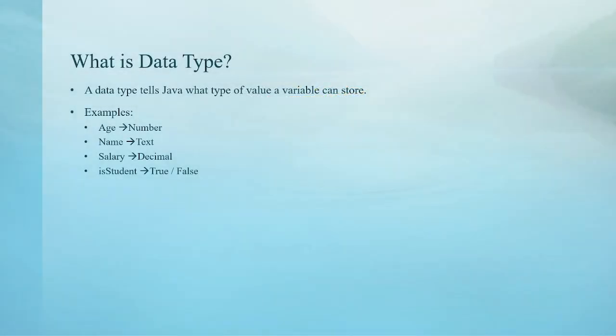Let's first understand what a data type is. A data type tells Java what kind of value a variable can store. For example, if I want to store a person's age, we'll store a number. If we want to store a person's name, we will store the text, right? And similarly, if we want to store whether a student has passed or failed, we will store either true or false. That is a Boolean value. So before creating any variable, we first decide what type of data it will hold.